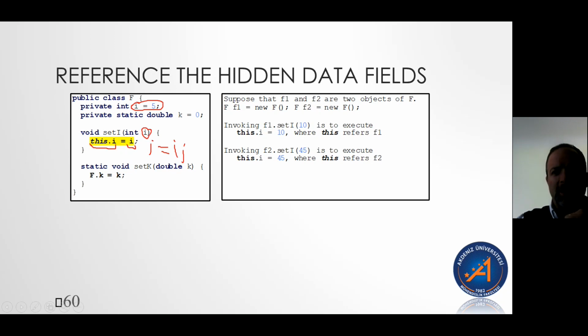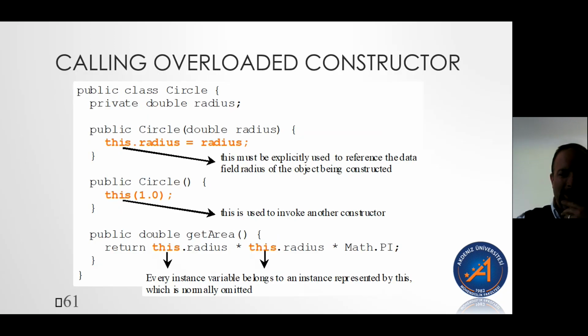Almost there, guys. This is the last slide. Last slide, then we break. Now, this.radius explicitly uses the this keyword to say this is referring to the radius that is the variable inside of this class.